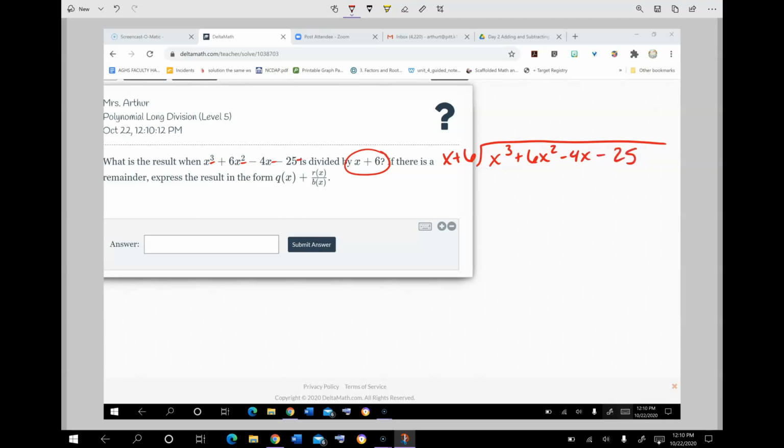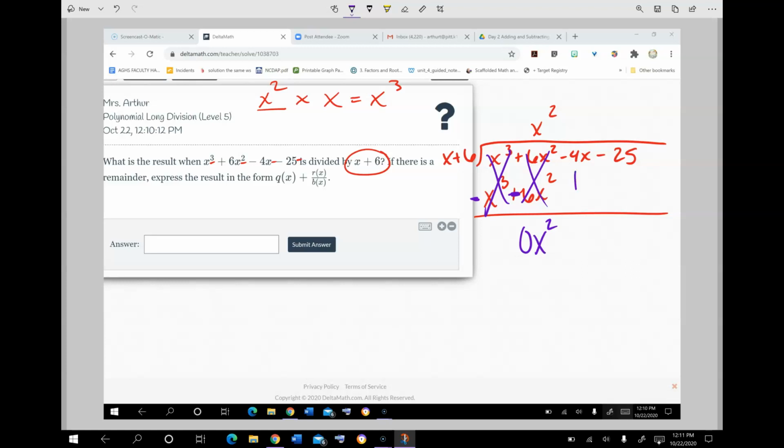So you're asking yourself, what times x gives me x cubed? Well, that's going to be x squared. Distribute. X squared times x is x cubed. X squared times 6 is 6x squared. Draw your line. We're going to change our signs. This goes to negative. This goes to negative. Well, they both cancel. So I'm going to have a 0x squared. You still got to write it. Okay? A 0x squared.